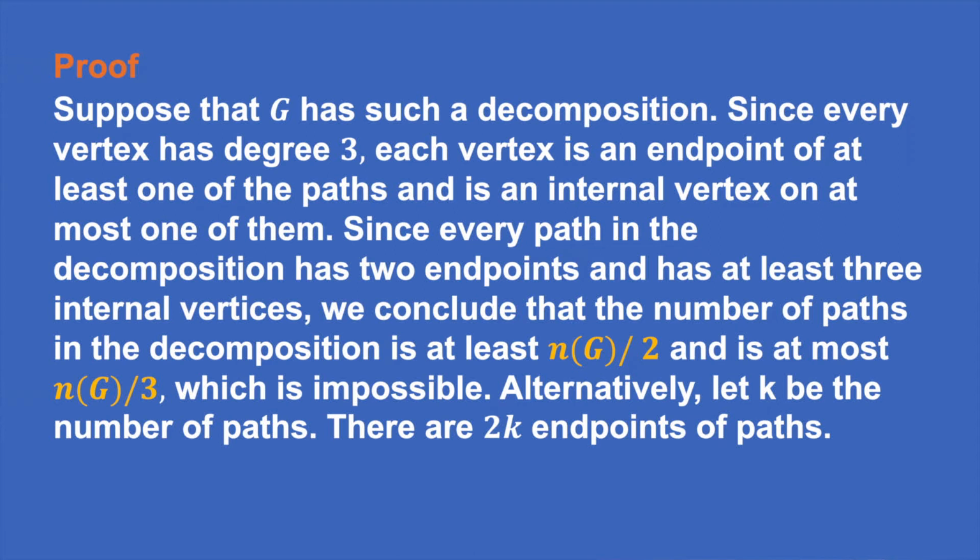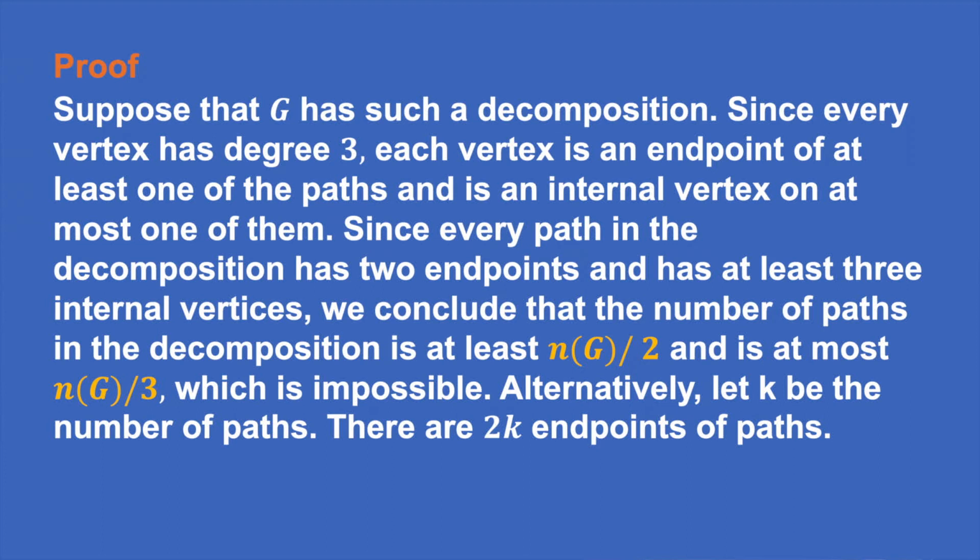Since every path in the decomposition has 2 endpoints and at least 3 internal vertices, we conclude that the number of paths in the decomposition is at least n(G)/2 and at most n(G)/3, which is impossible. Alternatively, let k be the number of paths.